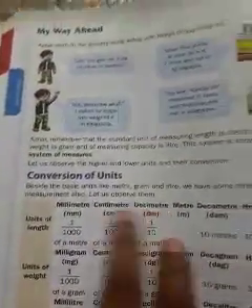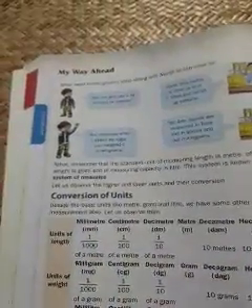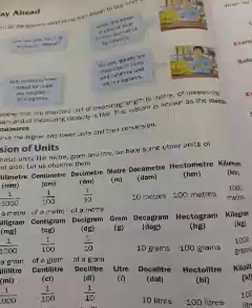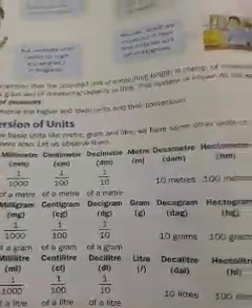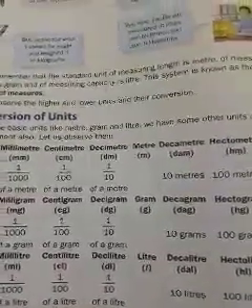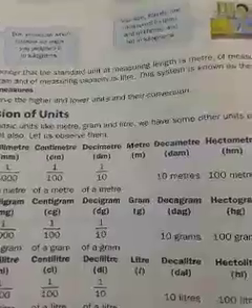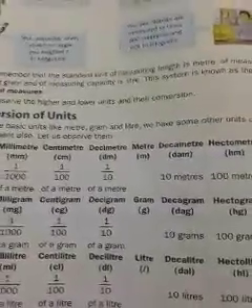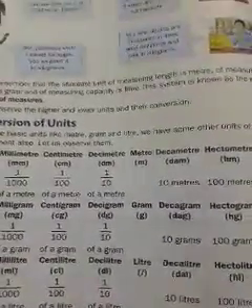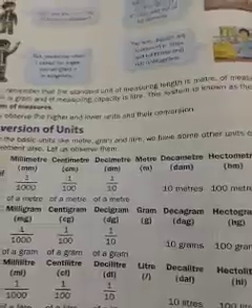Learn by heart. And one thing you keep in mind, when you have to convert, first remember this: millimeter, centimeter, decimeter, they are arranged in ascending order, smaller to bigger. So when you convert a bigger unit into a smaller, you have to multiply, remember. And when you convert a smaller unit into bigger, you have to divide.